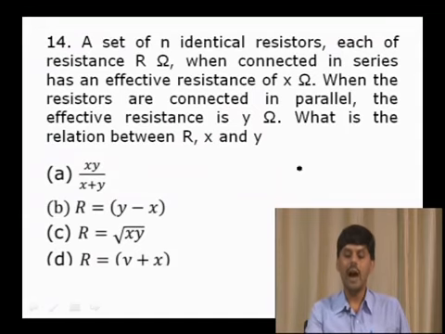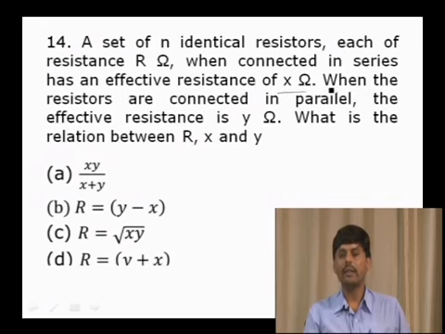It means that Rs, they were taken as X. When the resistors are connected in parallel, the effective resistance is Y, that is, Rp is equal to Y. What is the relation between R, X and Y? Option A, xy by x plus y.